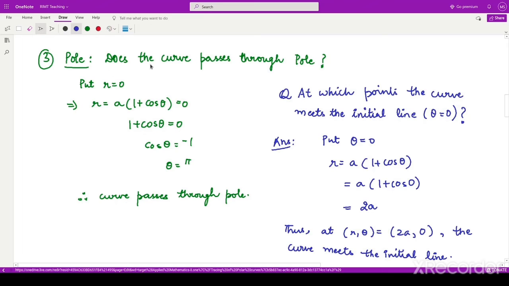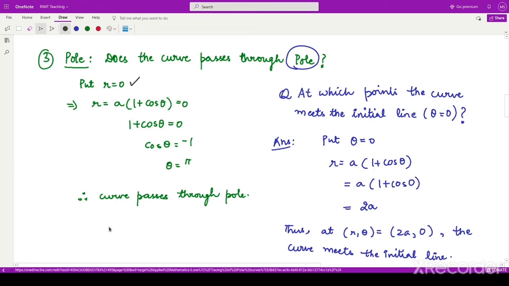Next, let us check whether the curve passes through the pole or not. We know the equation of the pole is r is equal to 0. When you substitute r equal to 0, you can take the a to the right hand side, so you would have 1 plus cos theta equal to 0. Theta ultimately comes out to be pi, right? So theta is pi.